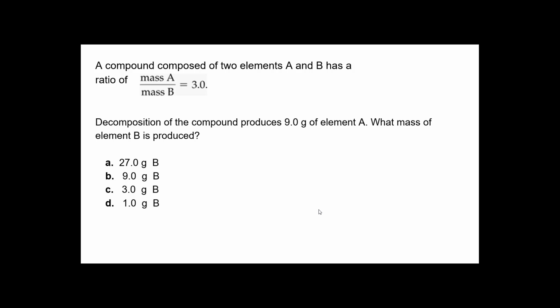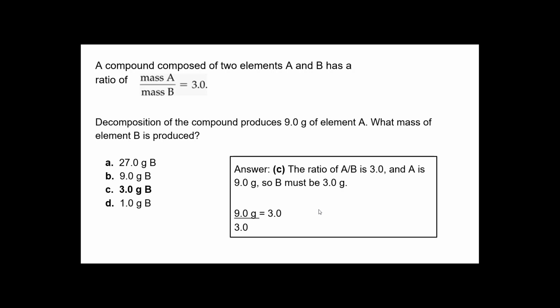Oops, I jumped ahead. A compound composed of 2 elements, A and B, has a ratio of mass A over mass B, and the mass ratio number is 3. So decomposition of this compound produces 9 grams of element A. What mass of element B is produced? This is a very simple problem. The larger value is going to go on top, and that's A, and then you would substitute mass B as X, and then just solve for X.